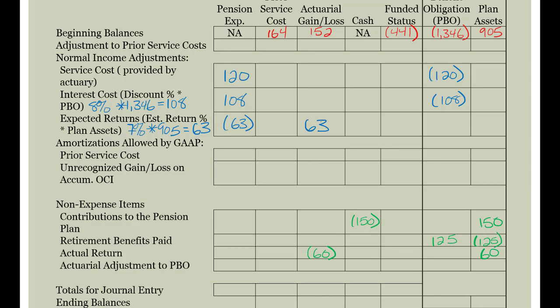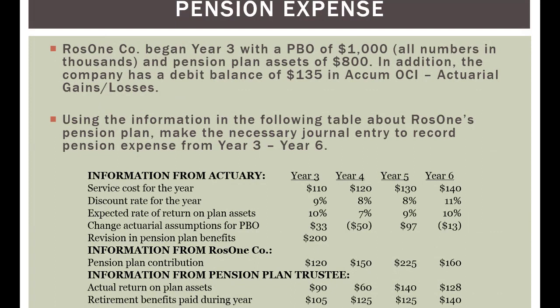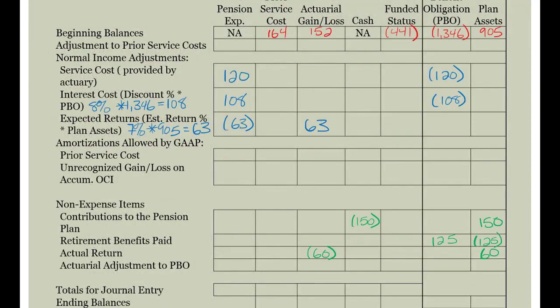Now let me just pause for a second. I've been pulling numbers really quickly, but all of these numbers come from this example right here. So all of this is coming right from here. The only one we haven't accounted for yet is this change in actuarial assumptions, where they've changed their percentages or their methods or their statistics in some way. And in this case, remember, the negative means that we reduce our PBO, we reduce a liability with a debit.